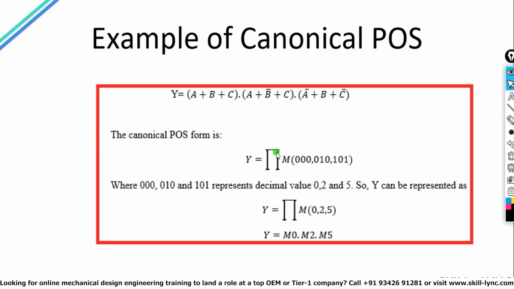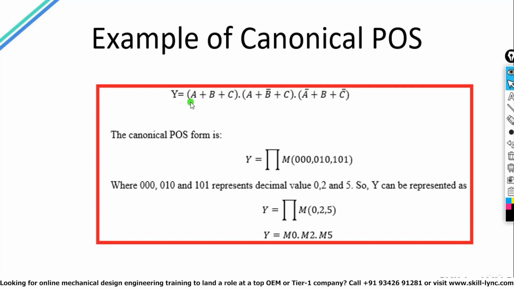Let's take an example of canonical POS. A function is given: y equal to A plus B plus C into A plus B bar plus C into A bar plus B plus C bar. The question is to find the canonical POS form. To find it, first we extract the maxterms. Understand the thing: SOP, minterms; POS, maxterms. Now the question is POS, so these are the maxterms.